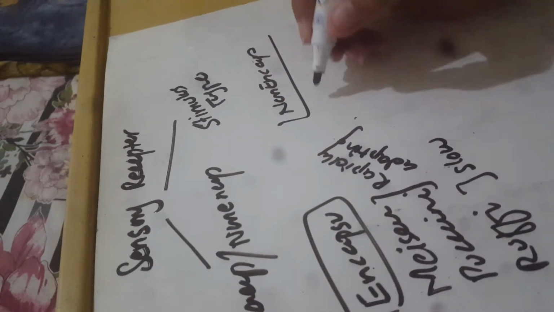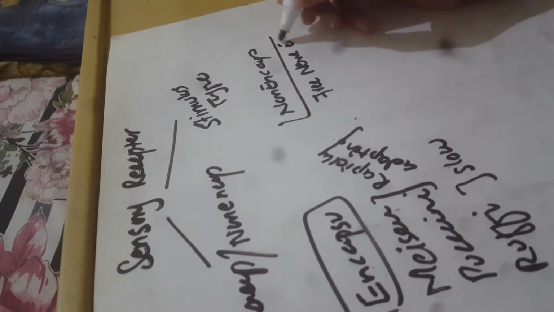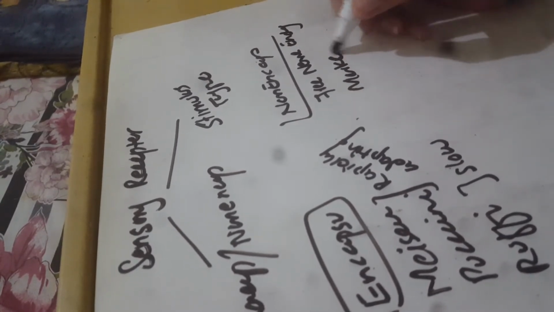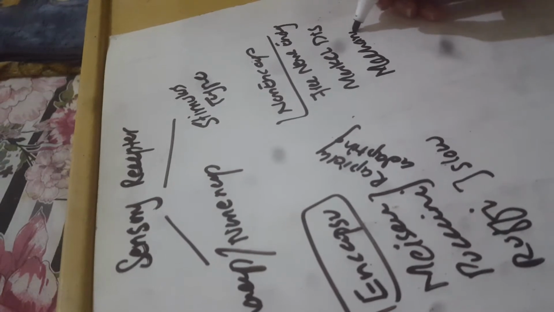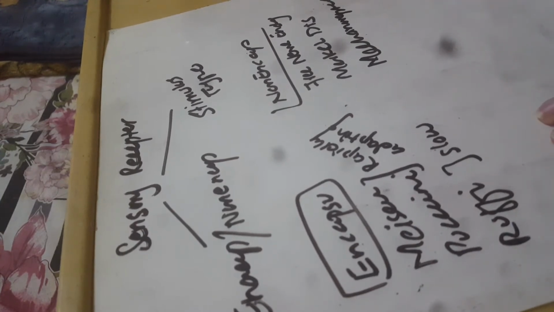The non-encapsulated ones involve free nerve endings, and Merkel disc, and hair follicle receptor or mechanoreceptor. Now we also should know the function of each receptor, or which impulses they carry.